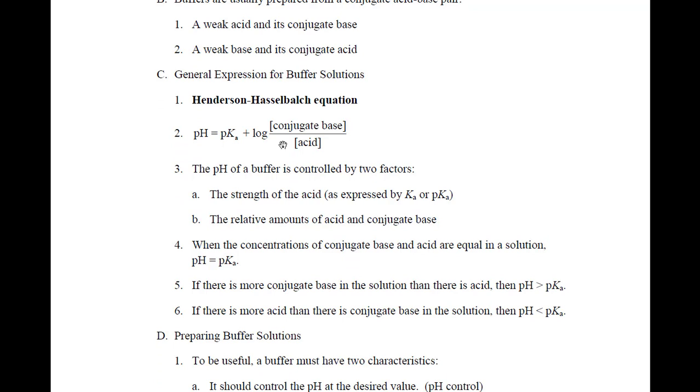All right, let's say you put in equal molar amounts of conjugate base and weak acid. That ratio of conjugate base to weak acid becomes 1. The log of 1 becomes 0, and the pH at that point is simply equal to the pKa. So if you used equal molar amounts of conjugate base and weak acid, you would have a solution that has a pH equal to the pKa of that weak acid. If there's more conjugate base, then the pH will be greater than the pKa. If there's more weak acid in the mixture, then the pH will be less than the pKa.